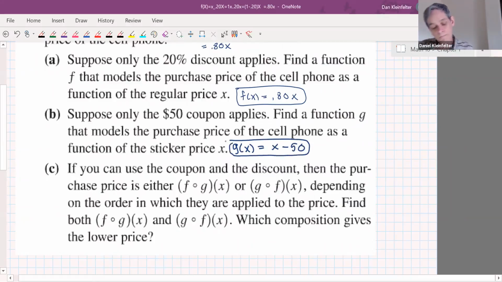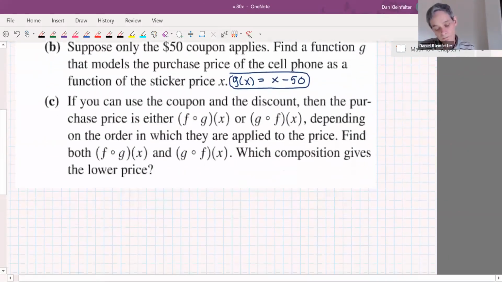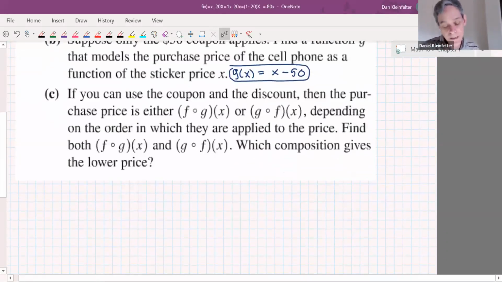using the coupon. Okay. So now for part C, if you can use the coupon and the discount, let's say they say sure, you can use the coupon and you get the 20% off. Depending on how they ring it up, you're going to get one of two different prices, either f circle g of x or g circle f of x, depending on the order in which they apply the two discounts. So we're going to calculate both of these and decide which gives the better price.